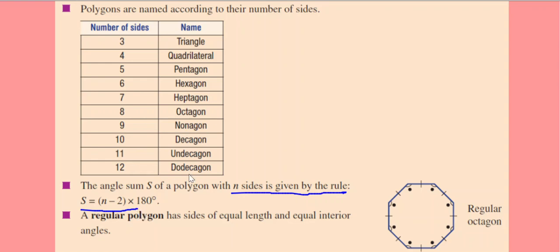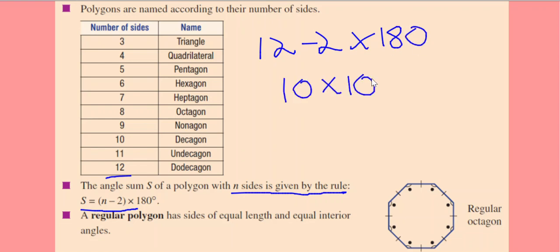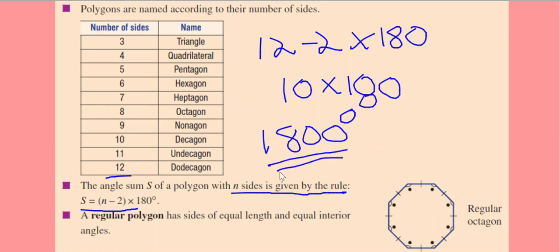Hopefully that makes sense. So if we had a dodecagon, I'll say that really slowly, it's got 12 sides. So to work out how many degrees that has, we do 12 minus 2 multiplied by 180. So it's obviously 10 by 180, which gives us 1,800 degrees. So I know for a dodecagon, all the angles in that polygon will end up adding up to 1,800 degrees.